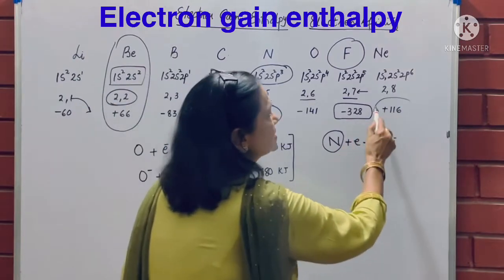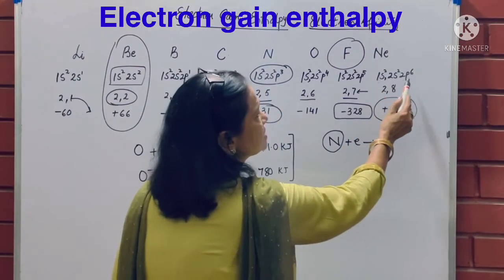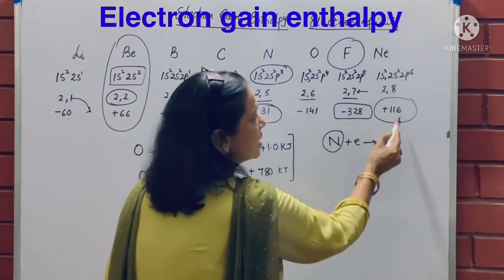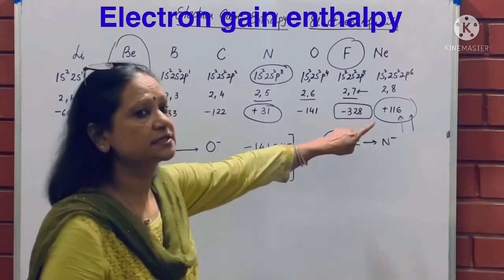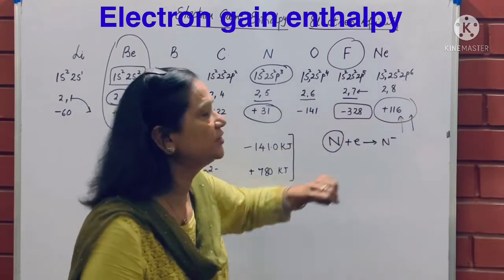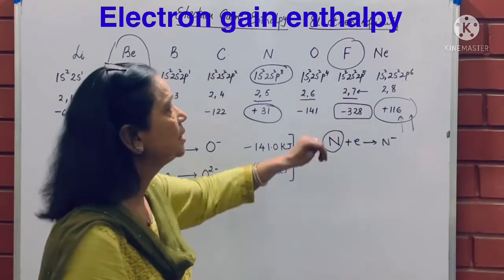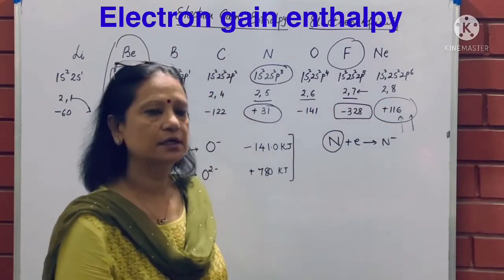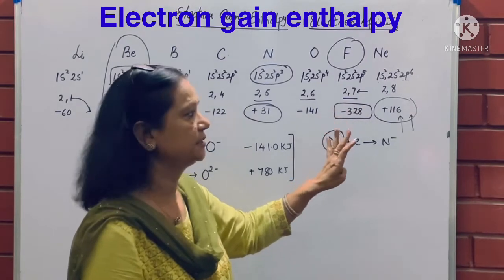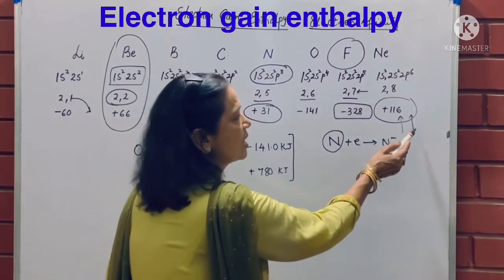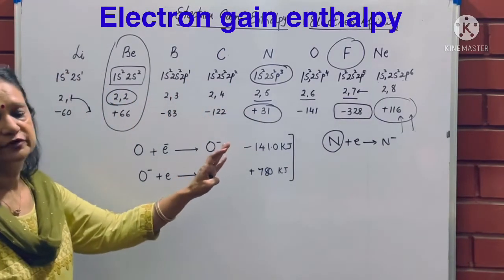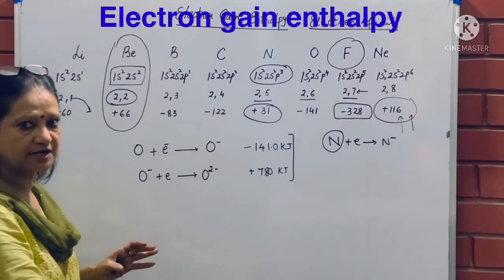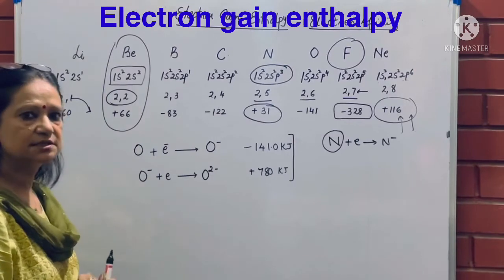Now in this case it is the highest because we have to apply a large amount of energy. It won't be an exothermic reaction. We have to give it energy, an endothermic reaction, because it is stable at 2,8. It just doesn't want to react with anything. So a large amount of energy will be given. Actually, electron affinity is normally an exothermic reaction where energy is released.